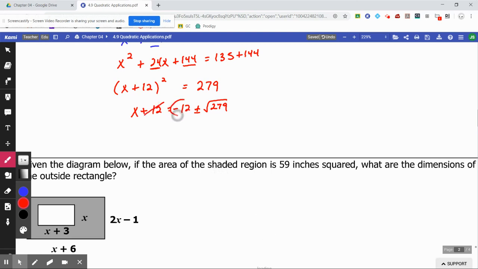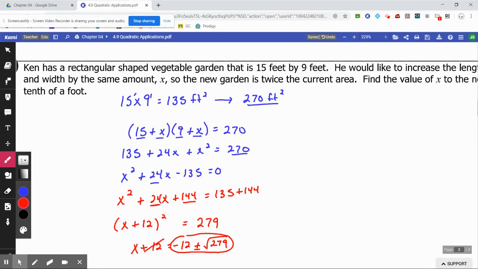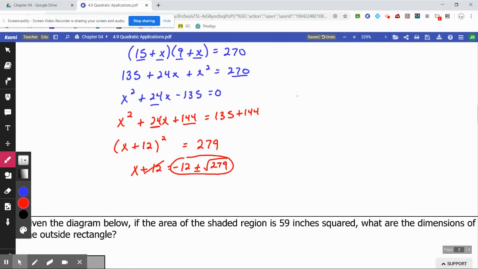Now let's talk a little bit about this answer. If I say, let's see, what are we finding? The length and width of this flower garden. If I tell you the length and width is going to be an extra negative 12 plus root 279, that makes absolutely no sense. Sometimes it is best to give a decimal answer. So you have two possible answers here. Negative 12 plus the square root of 279, or negative 12 minus the square root of 279.